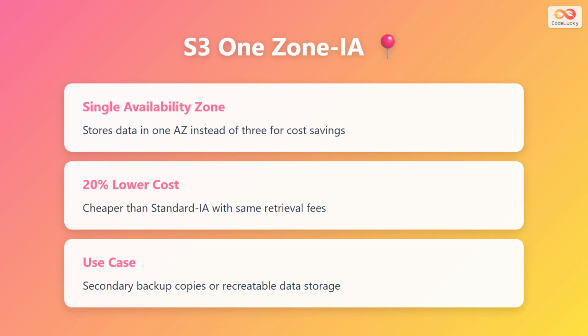S3 One Zone Infrequent Access takes cost savings further by storing your data in a single availability zone instead of replicating it across 3 zones. This gives you approximately 20% lower costs compared to Standard IA, with the same retrieval fees applying when you access your data. It's best suited for secondary backup copies or data that can be easily recreated if lost, since it doesn't offer the same level of redundancy as other classes.